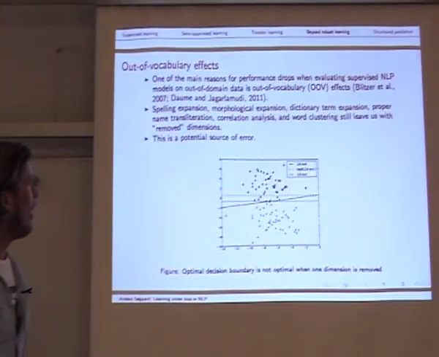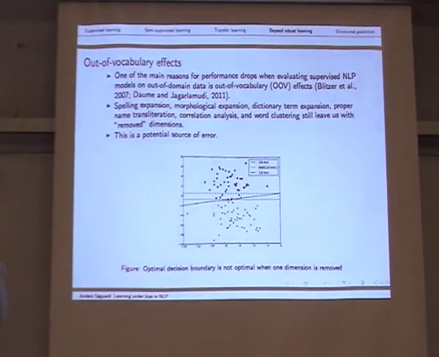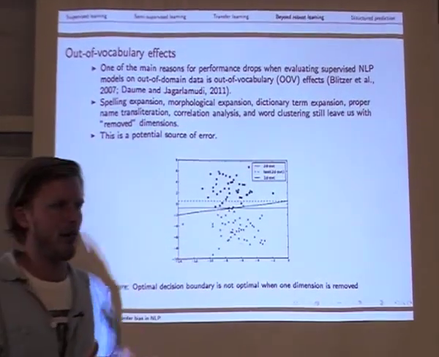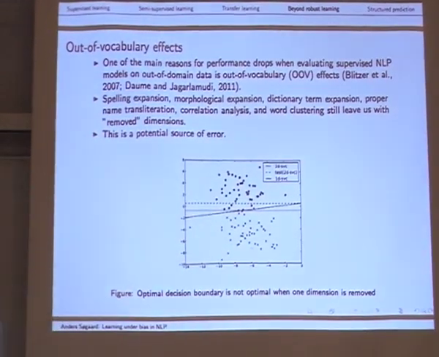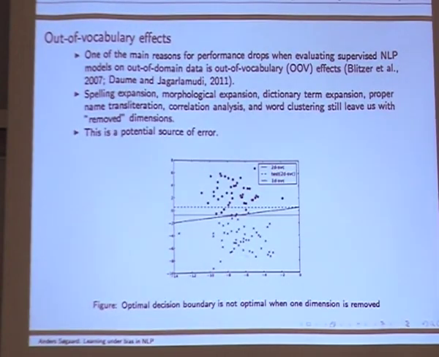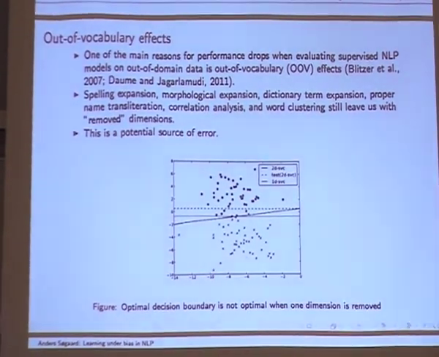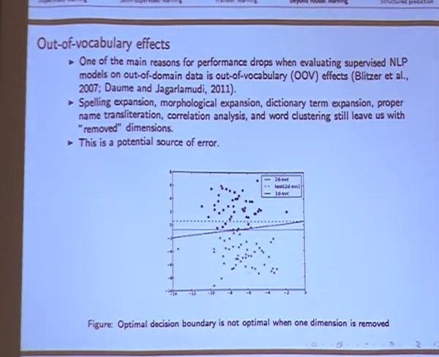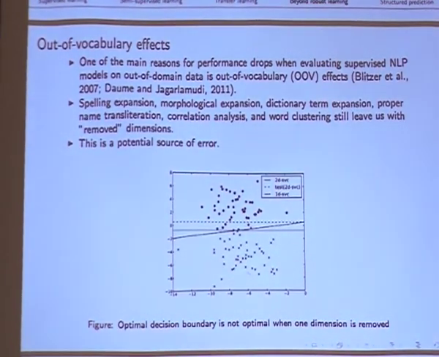Now, it's interesting to think, like, why is that a problem? It just means that there are some features that we don't have support for anymore. But why should that be a problem? Well, it's a problem because the optimal decision boundary in an n-dimensional space is not necessarily the optimal decision boundary in a limited space with fewer dimensions.